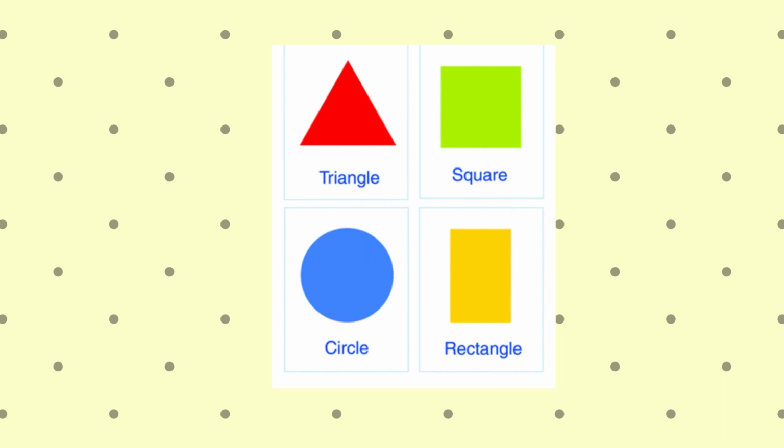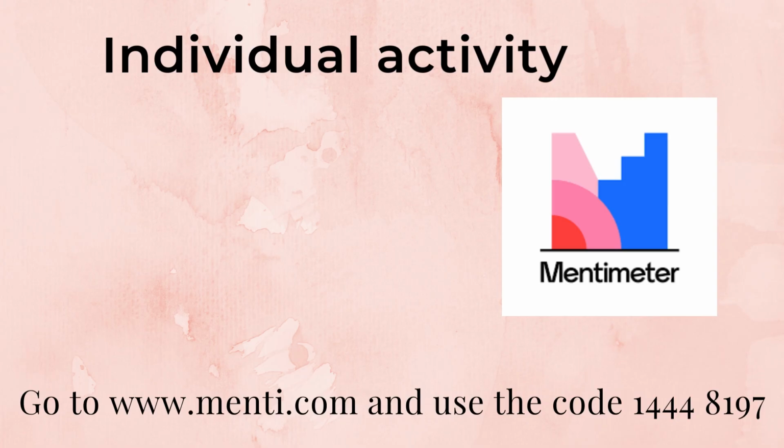There are many shapes in geometry, but I will discuss the types of 2D shapes: triangle, square, circle, and rectangle. First of all, I want to check the prior knowledge regarding shape and space. Go to the Mentimeter and give answers to the questions.